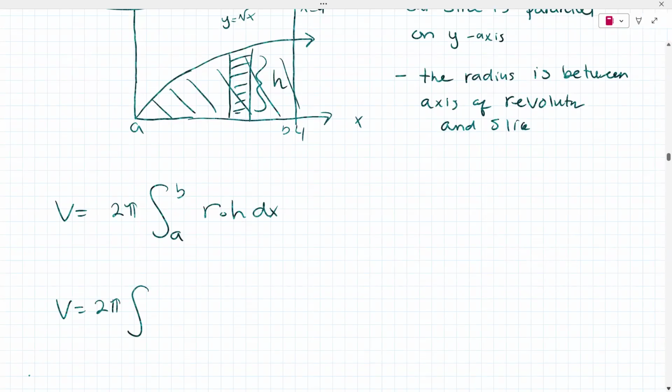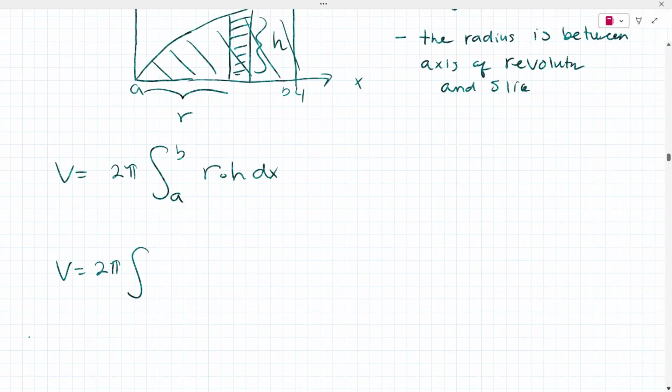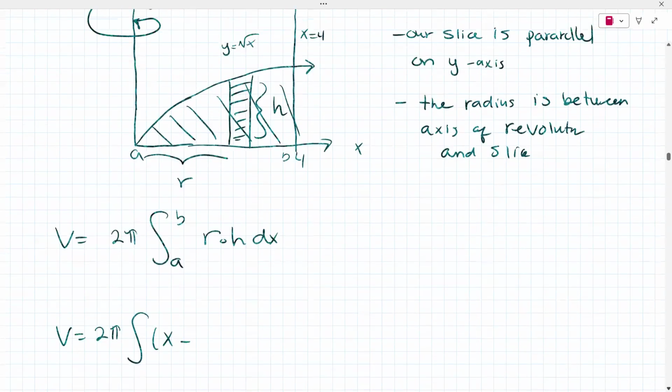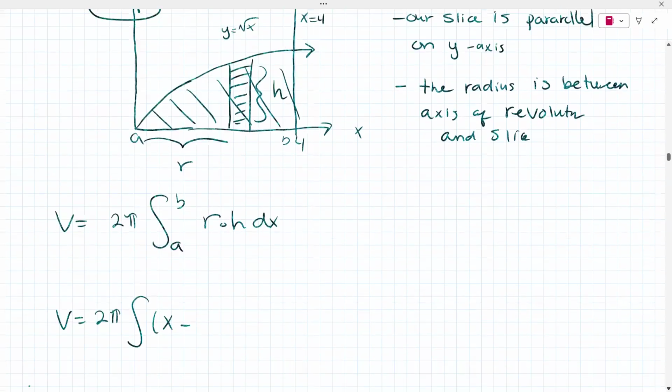And what would be our radius? So our radius would be this distance here, and then this is our height. So how do I find this? It's going to be, in terms of x, it's going to be x minus, what else? x equals 0, right? So x minus 0, that would be my radius.